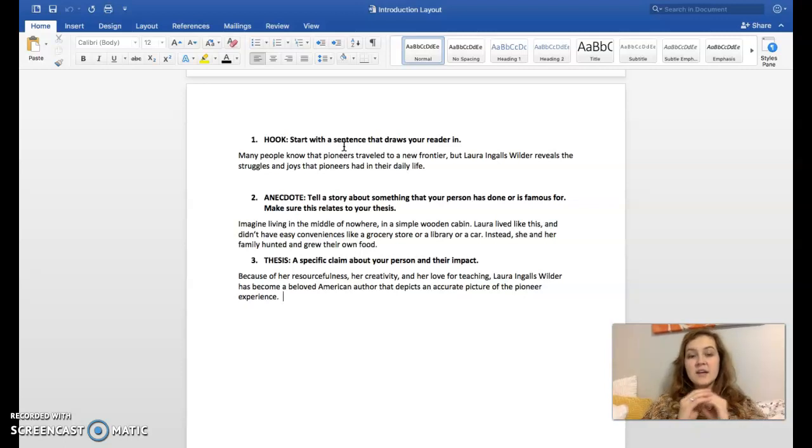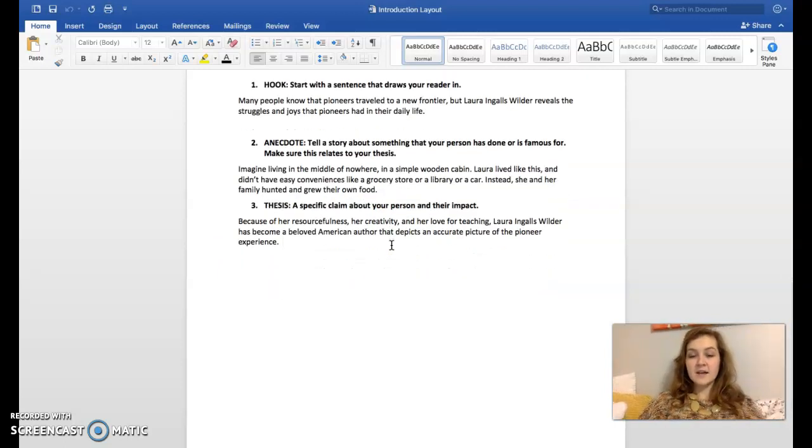Okay, anecdote is just a little story, a little piece of information. Okay, so you're also going to want to make sure that this relates to your thesis. If it's about their life, it probably will. Okay, so for this anecdote, it would be like this. Imagine living in the middle of nowhere in a simple wooden cabin. Laura lived like this and didn't have easy conveniences like a grocery store or a library or a car. Instead, she and her family hunted and grew their own food. Just a little story about how they lived.